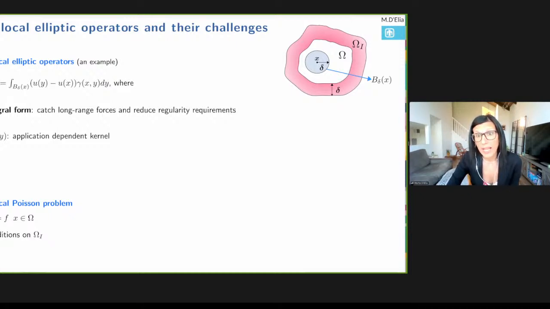Due to the nonlocality, when we solve nonlocal problems in bounded domains, we need to prescribe nonlocal boundary conditions in volumetric regions surrounding the domain, and we refer to these regions as interaction domains. And when the kernels are such that we have support in a small neighborhood, like the operator that I'm reporting here, then the interaction domain where we need to prescribe conditions for well-posedness becomes a layer of thickness delta surrounding the domain.